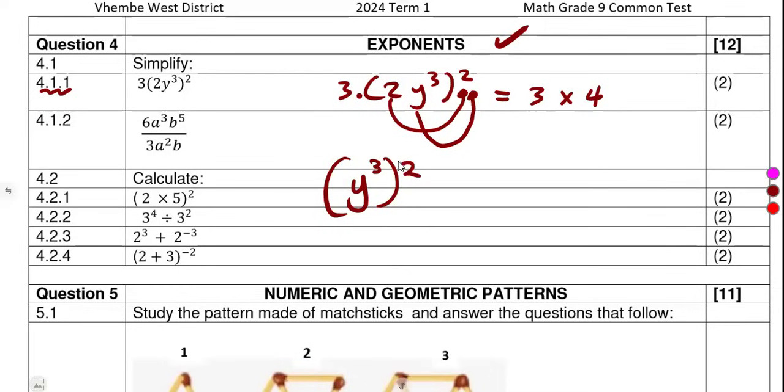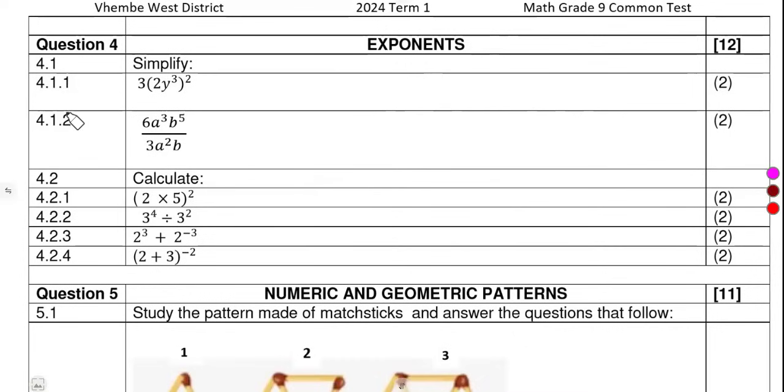But take note, it's what? y to the exponent of 3 to the exponent of 2. So an exponent and exponent, what? How do you simplify? You multiply. So 3 times 2, that's 6. So that is what you're going to have there. 3 times 4, which is 12, y to the exponent of what? Of 6. Just like that. So you are done. You are done.